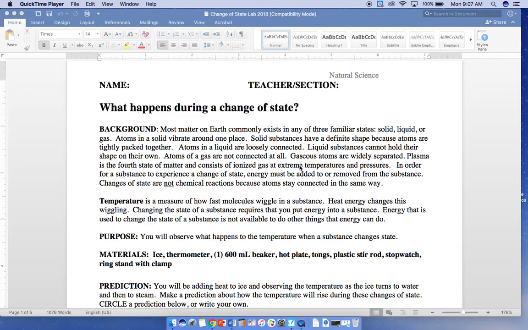Today you are going to be combining what you learned in our prior class, in which we constructed a graph to represent our data for the change of state lab with ice changing to water and water changing to steam. And then we also had some informational session in which you had the opportunity to see what the science is behind molecules or atoms altering as an object changes its state.